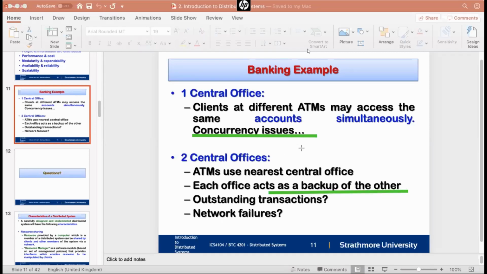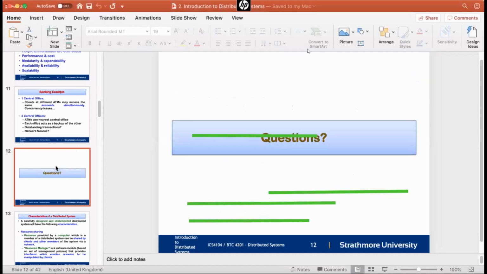And in cases that are disconnected, how do we handle outstanding transactions? Maybe you had transactions and something happened and they are outstanding. How do you handle that? And then network failure. These are cases where we are going to look at how a distributed system solves this.